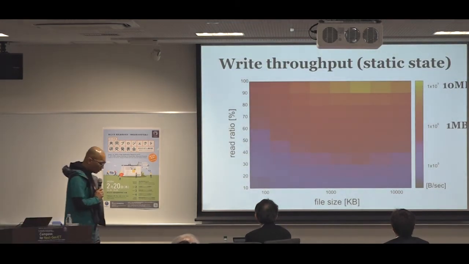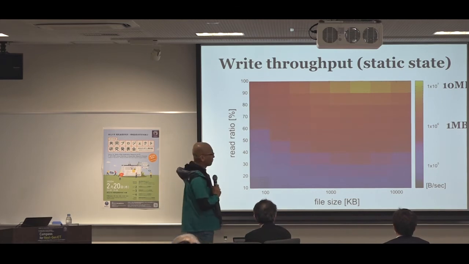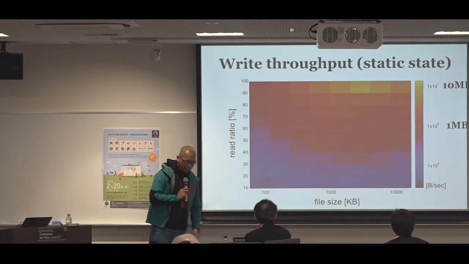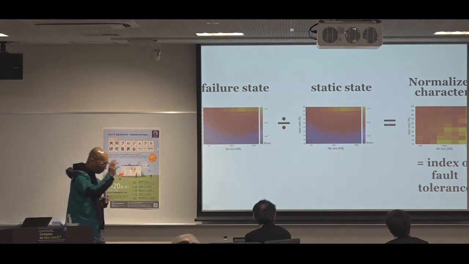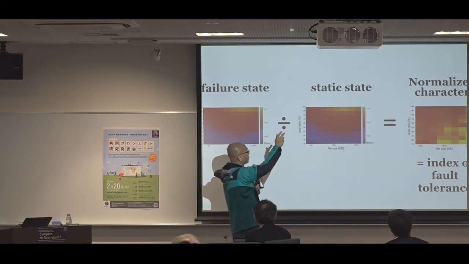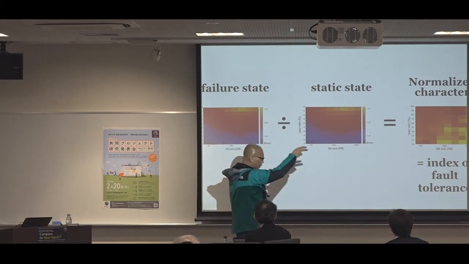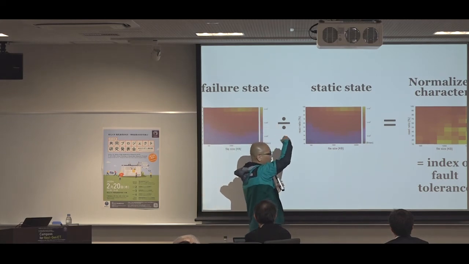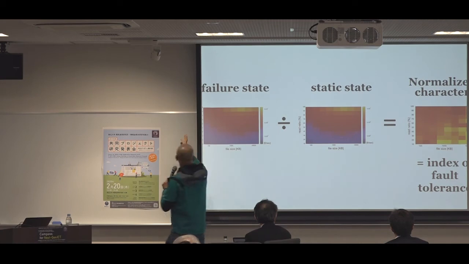And so we can easily depict a heat map of the I/O performance of object storage. The horizontal axis means the file size of the transfer, and the vertical axis means the ratio of write and read. And this is a static state, with no intentional failure. By the way, if we observe and evaluate the failure state and the static state, and divide the result of the failure state by the static state, we can depict the normalized characteristic of the failure state.